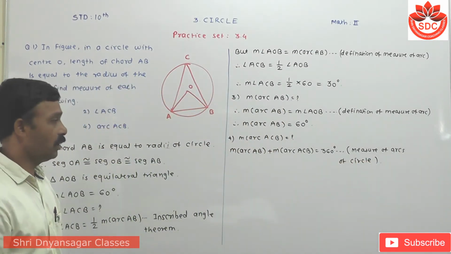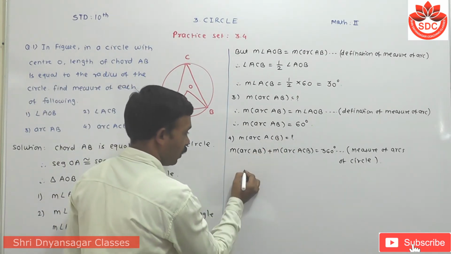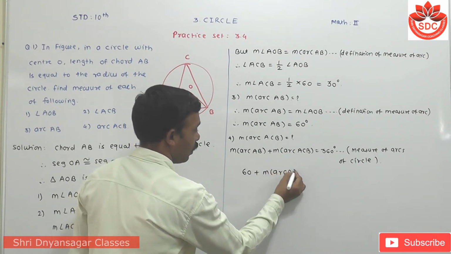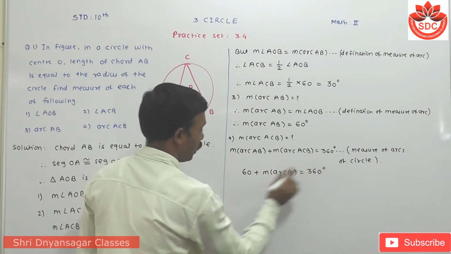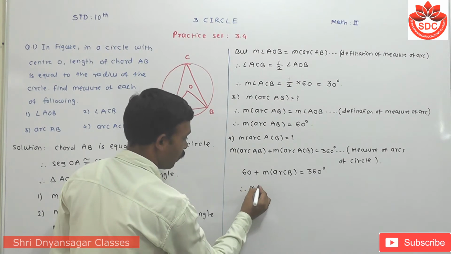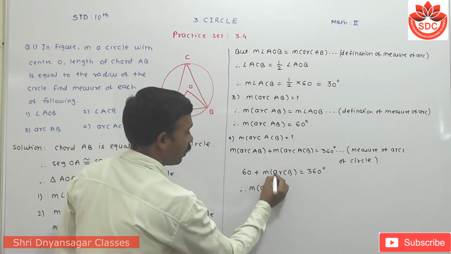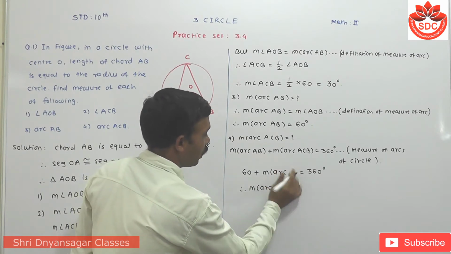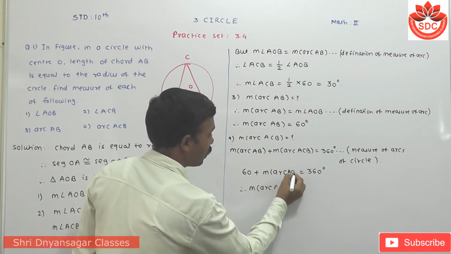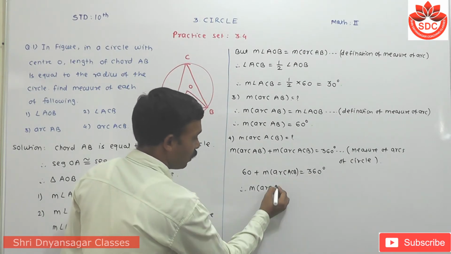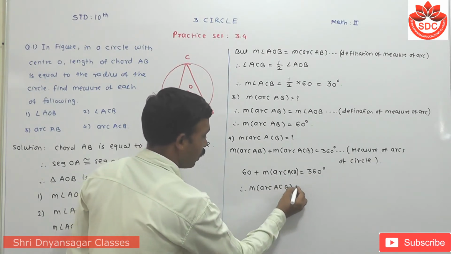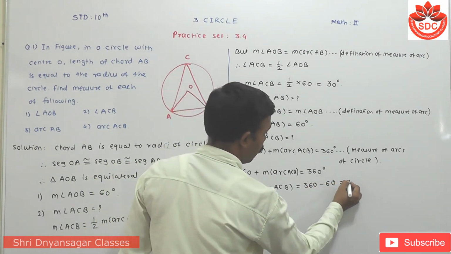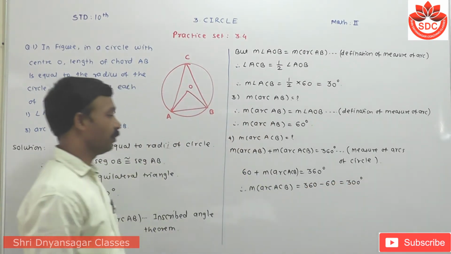the measure of arc ACB equals 360 degrees. Substitute this value: arc AB is 60, plus this one we have to find, is equal to 360. Transpose this 60 to the other side. We get that the measure of arc ACB is equal to 360 minus 60. The subtraction is 300 degrees.